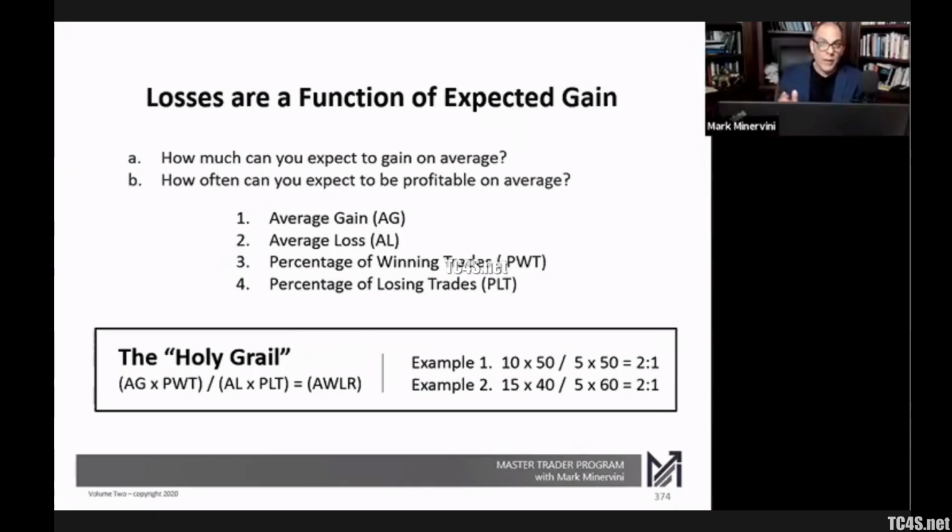50-50, you're right 50% of the time, and your gains are 2 times your loss, you're going to have a 2-to-1, right? But let's say your gain to loss is 3-to-1, but your batting average is 40%. Same 2-to-1. You're still a 2-to-1 trader. That's your adjusted win loss ratio. That's the holy grail. Okay.